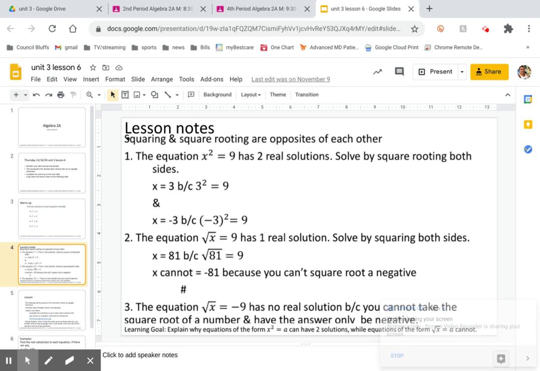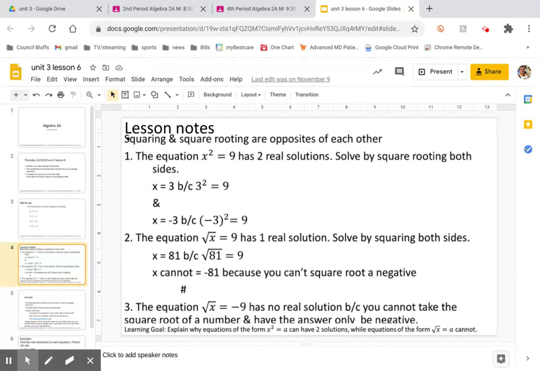All right, we are up to lesson 6 of unit 3. So let's take a look at the lesson notes here. Okay, we know, and I've said this numerous times in the past, we know that squaring and square rooting are opposites of each other. That's how we undo each of those operations.